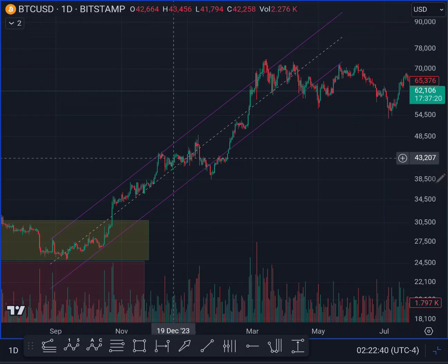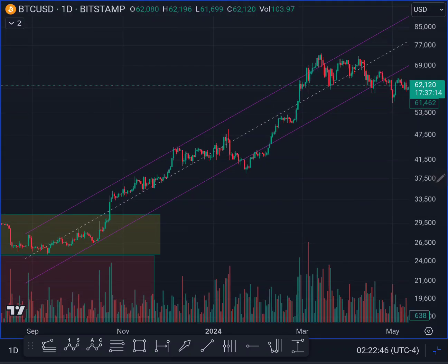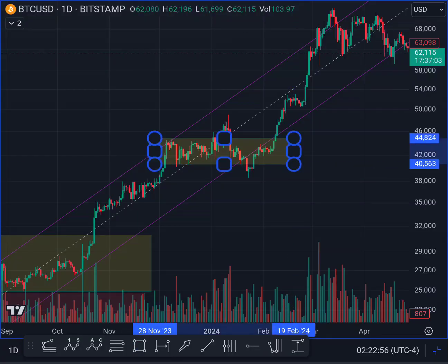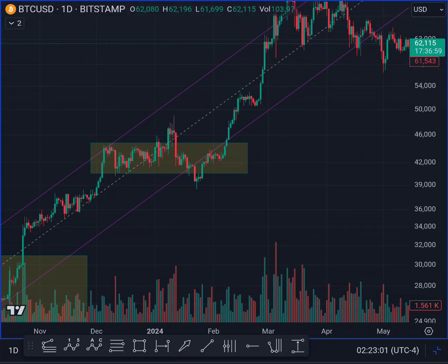You can see at the center of the channel, as price was going up, you had a reaccumulation right here. And you can draw that out. Just put another box on that. This was what, a month and a half of price action. Very nice reaccumulation. That looks really good for reaccumulation.